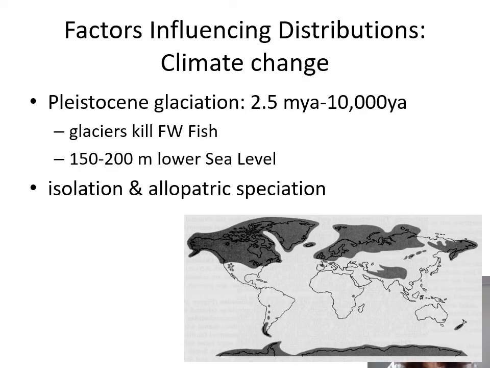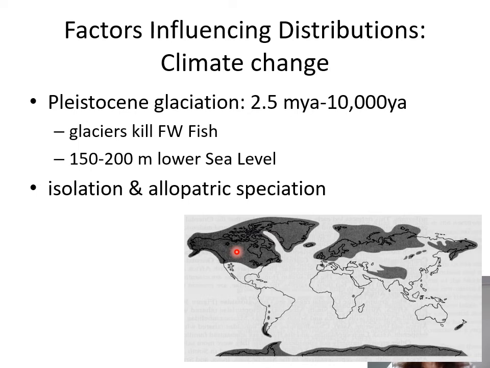Climate change. We can't talk about factors influencing distributions without talking about climate change. And I don't mean the climate change that we're talking about right now on the news. It's not rapid short term. This is, again, the geological timescale. So we're talking long-term climate change. And we're talking about the last ice age, the Pleistocene glaciation, 2.5 million years ago to 10,000 years ago. So 10,000 years ago, that's not very long from a geologic timescale. The glaciers came down, you can see here in the shaded regions.